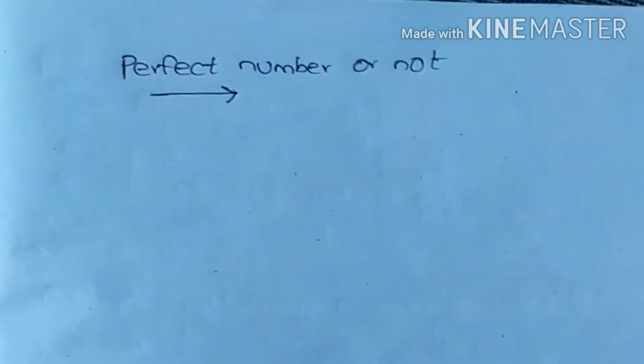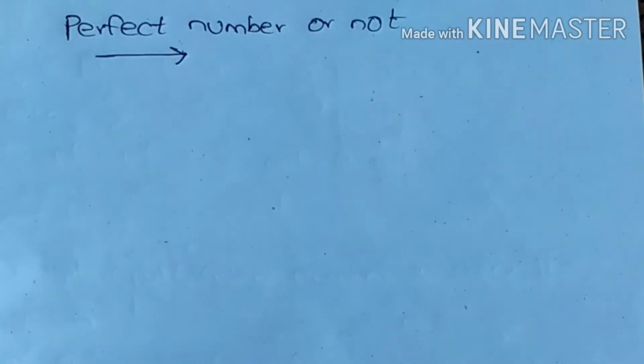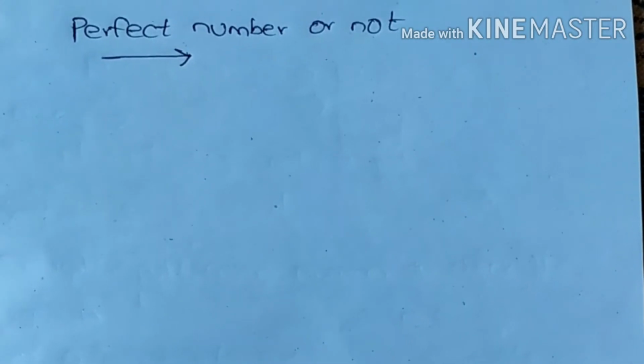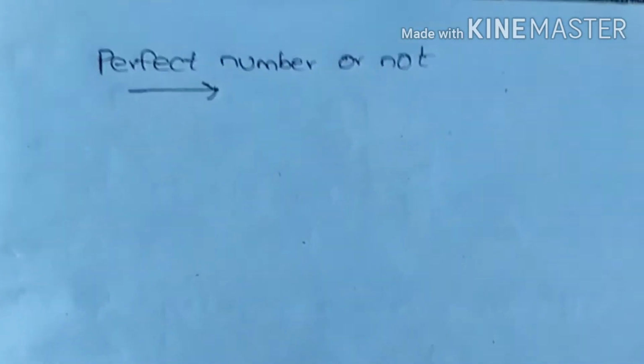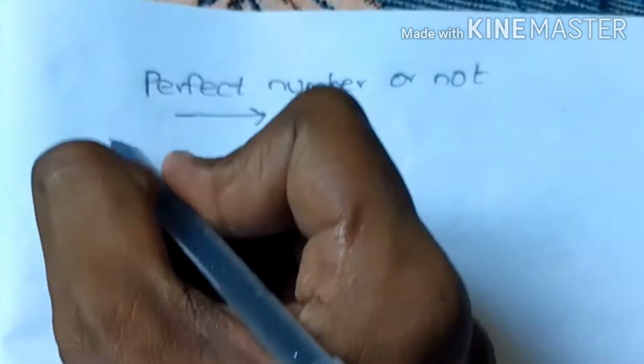Welcome back, buddies. In this video we are going to see whether the given number is a perfect number or not. First we have to know about the concept of perfect number. We will try to understand that. Let's consider the example of 6.